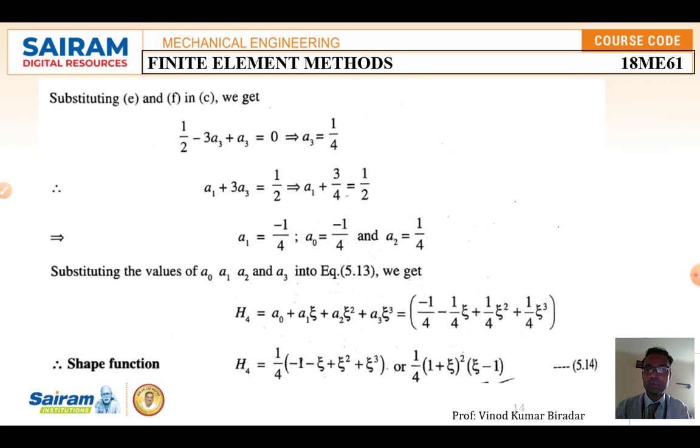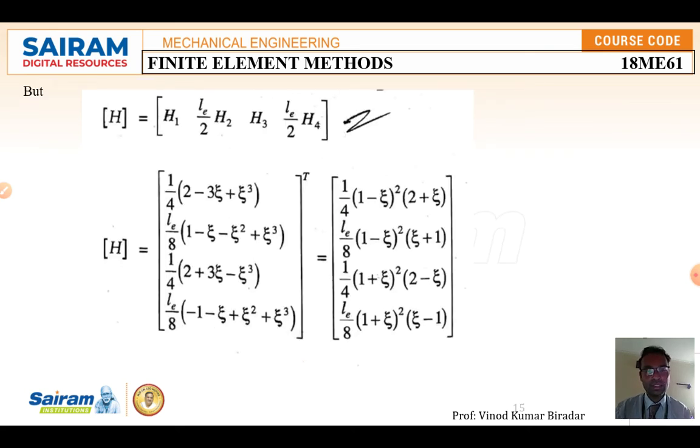So you substitute the E and F value in equation number C, so half of you are going to get this. Simplify this, you are going to get the A naught, A1 and A2 values. So these values you substitute in the Hermite shape function H4. So H4 is equal to A naught plus A1 zeta plus A2 zeta square plus A3 zeta cube. After substituting this you are going to get H4 is equal to half of minus 1 minus zeta plus zeta square plus zeta cube. So these are the Hermite shape function values.